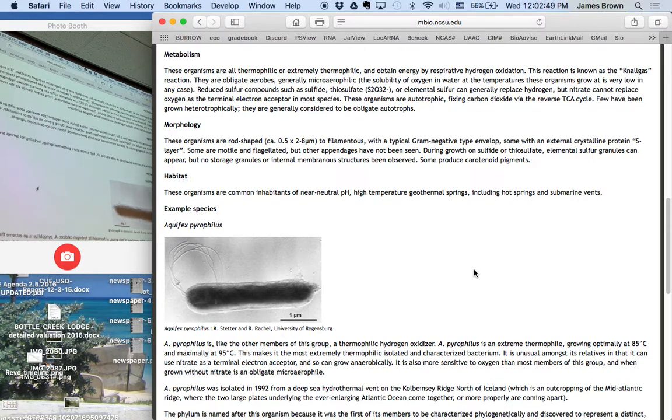Most of them are microaerophilic. This makes a lot of sense based on the fact that they live at high temperatures. The solubility of oxygen at high temperatures is really, really low. And so they're not used to being exposed to very high levels of oxygen. But they do need enough to run this reaction. They can most often use other sources of reducing power other than hydrogen, things like thiosulfate or sulfide, primarily. Typically not nitrate, so they're not going to be anaerobic.